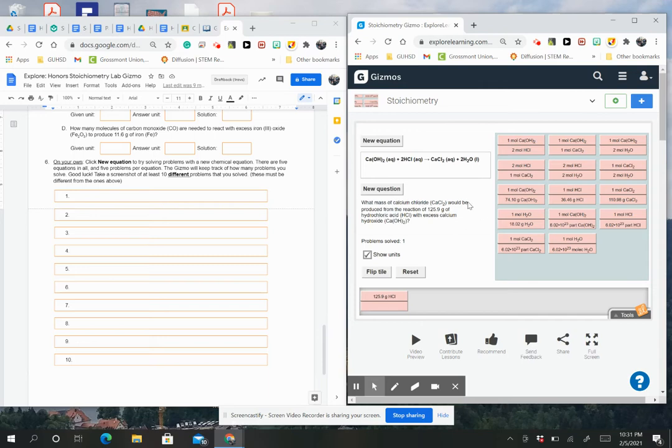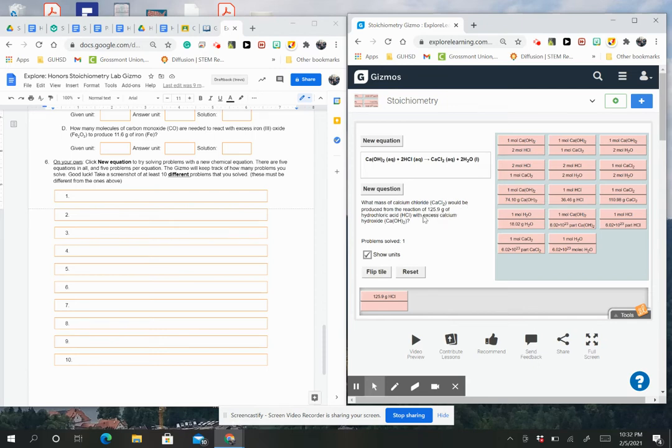So I might try to solve this question. And it says, what mass of calcium chloride would be produced in reaction of 125 grams of hydrochloric acid with excess calcium hydroxide? That just means that I have more than enough calcium hydroxide, so I don't have to worry about that limiting my reaction. And we're going to talk about that in future lessons. So 125 grams of hydrochloric acid.